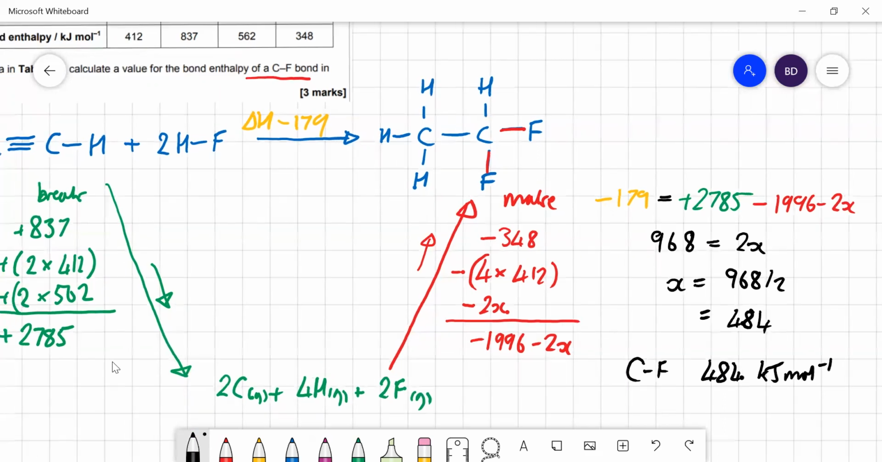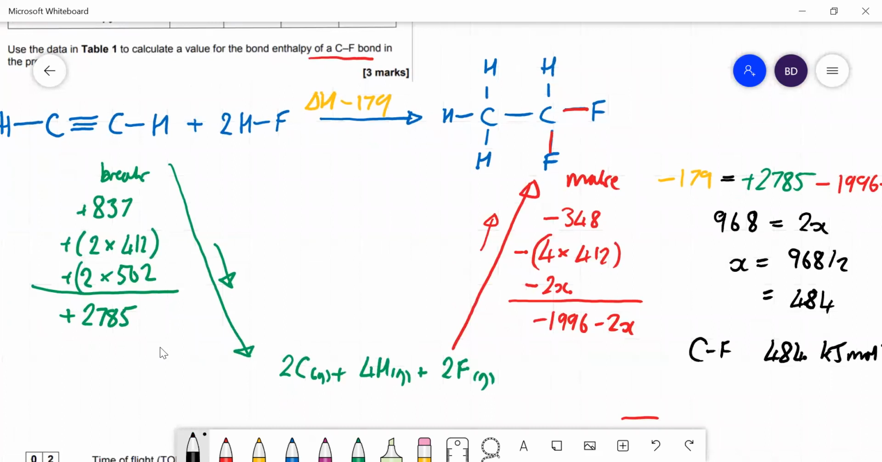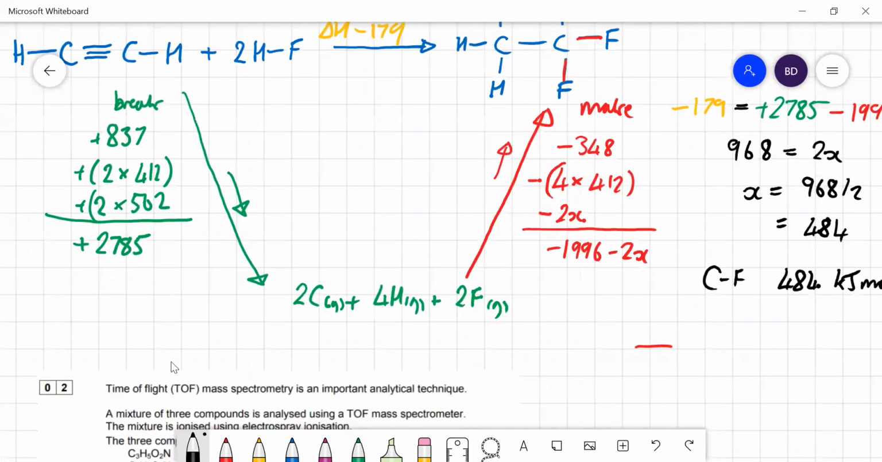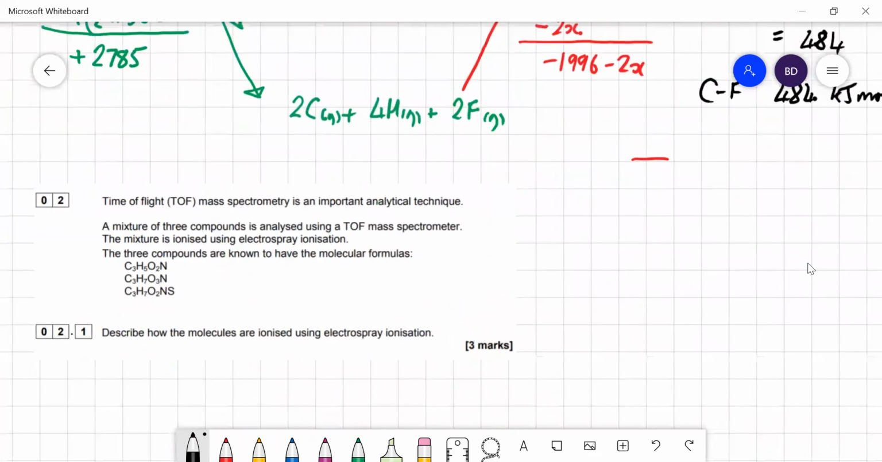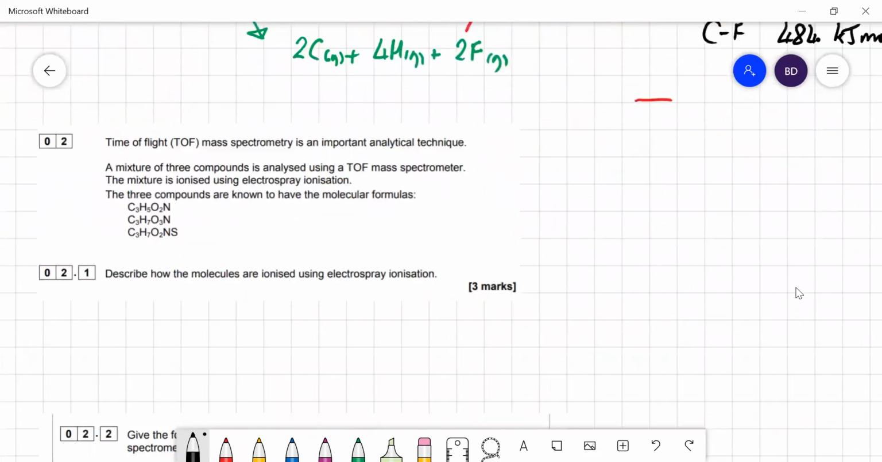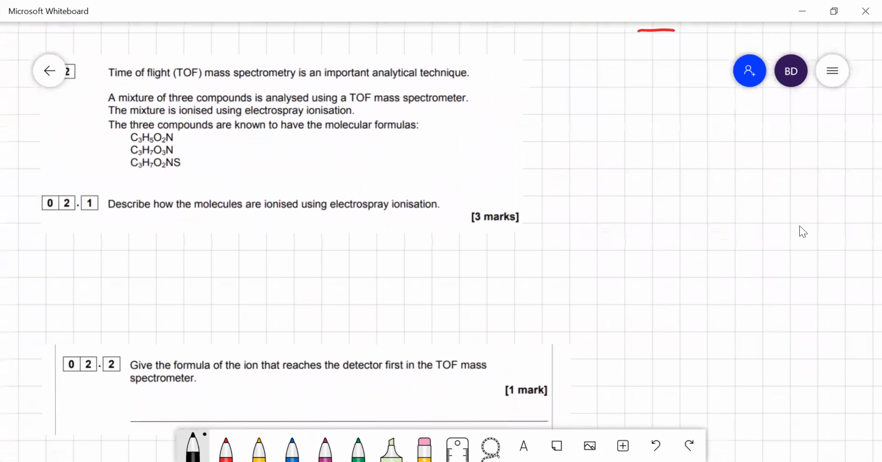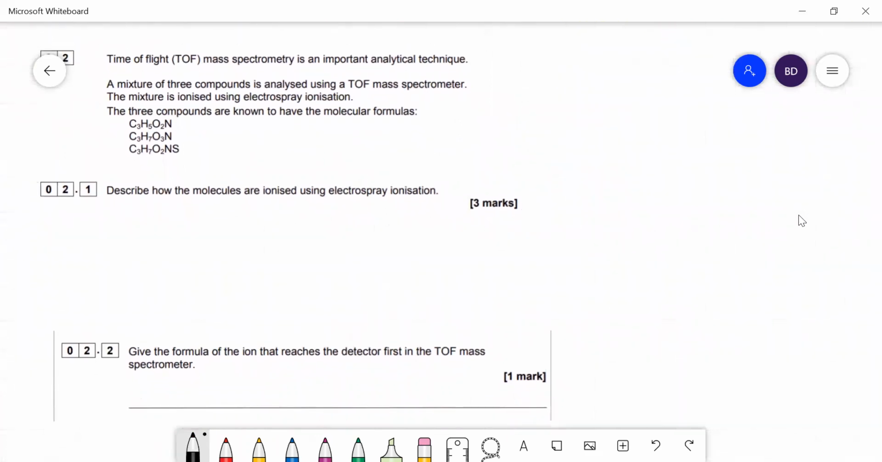I'd always use that energy cycle when you are doing bond energy calculations. Right, time of flight mass spectrometry. We've got a mixture of 3 compounds analyzed in the mass spectrometer, and it's ionized using electrospray ionization, not by electron bombardment. There are 3 compounds they've given in there.